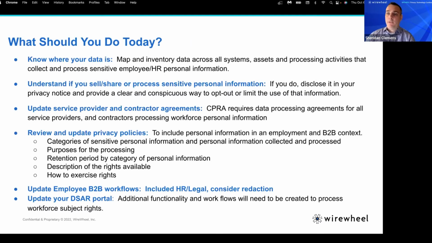So what do companies need to start doing today? The first real big one is you've got to start inventorying your data, right? And ideally, you would have done a lot of this for your consumer rights already. However, when it comes to employees, again, there are probably new systems, new business processes and scope. You're going to have to go talk to HR. And that's probably going to be a difficult conversation with HR departments.